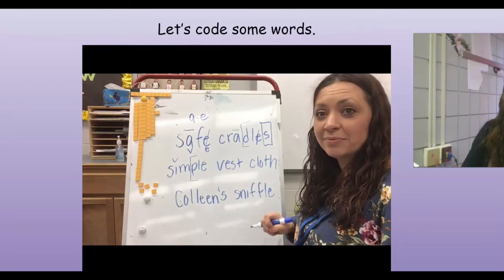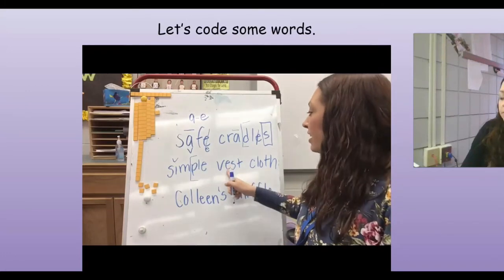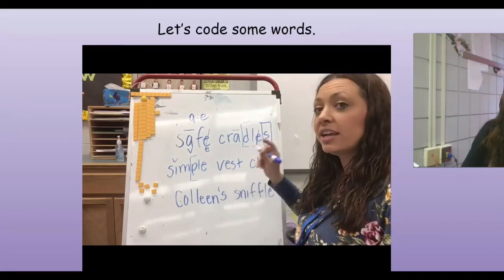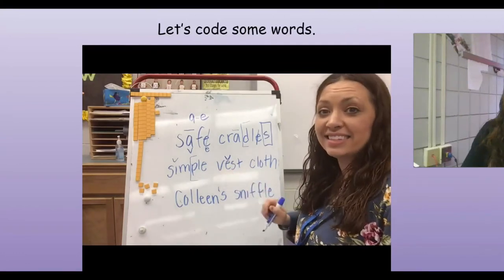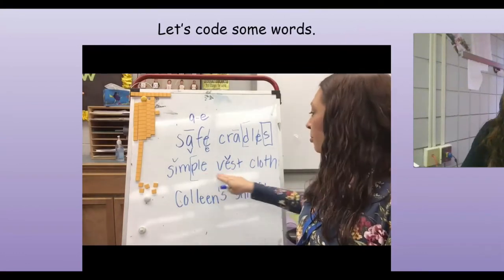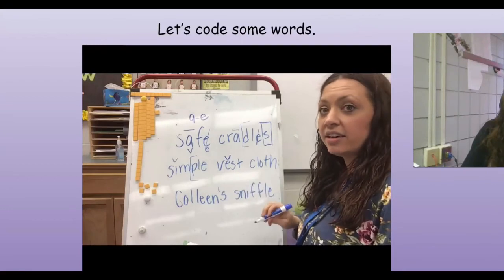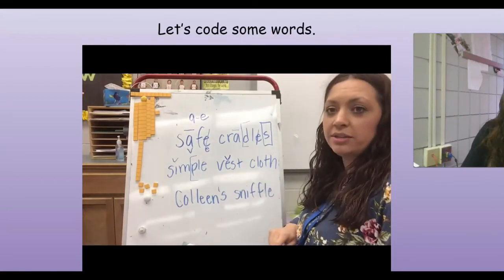What do we have there? Well, I've got an E. It's in front of the S, so it's going to be short. And then I have vest. Vest. So simple, vest. Very good. All right, on our last word, what do you notice?